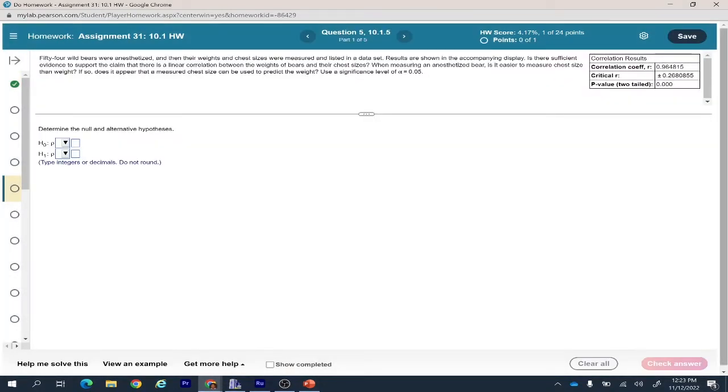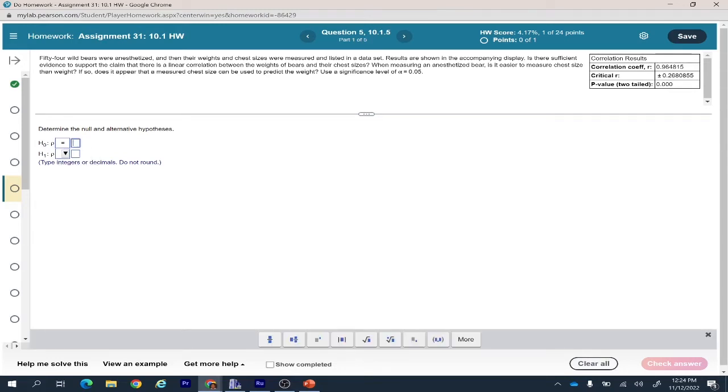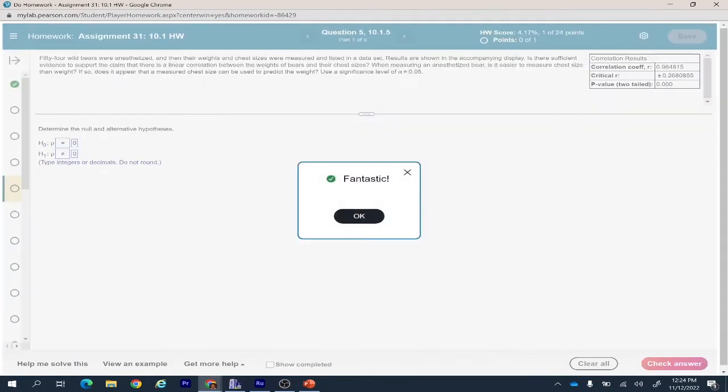Next question, we have been given this data. 54 wild bears were anesthetized, and then their weights and chest sizes were measured and listed in the data set. So here we already have the correlation coefficient, critical value, p-value, everything given. So we do not calculate these values, but later on we're going to calculate this value based on the data. Okay, so the first question is, is there sufficient evidence to support the claim? For that we need to do the hypothesis testing. For hypothesis testing, the null hypothesis is always that the correlation coefficient for the population is equal to 0, and the alternative is not equal to 0. So these are the default choices.